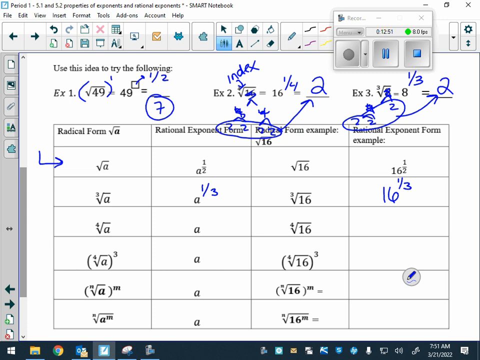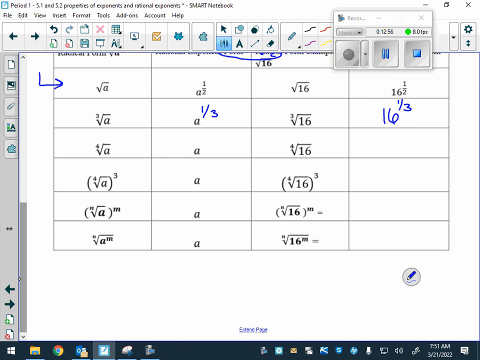We're going to see it right here. Okay? So the 4th root of a, how would I rewrite it as rational exponents? A to the 1/4. The 4th root of 16, how would I rewrite it? It would be 16 to the 1/4. Okay, I was talking about the next problem.